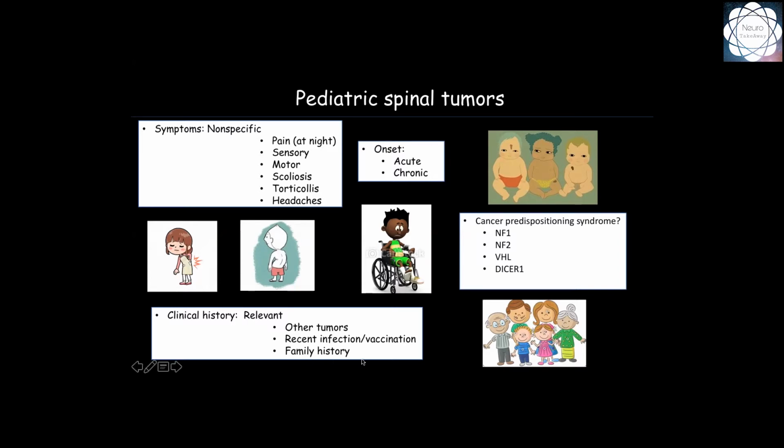Remember that there are several congenital syndromes that might be associated with these tumors. We have a short list here, and in the same vein, the presence of birthmarks, both pigmentary or vascular, might be relevant.